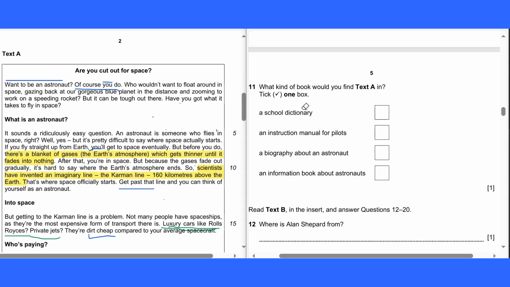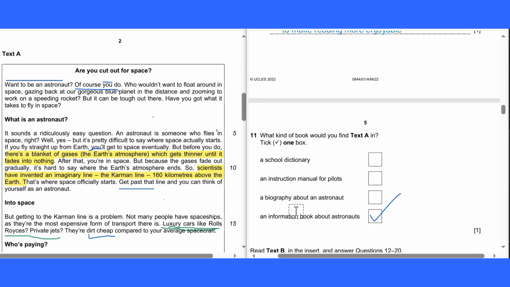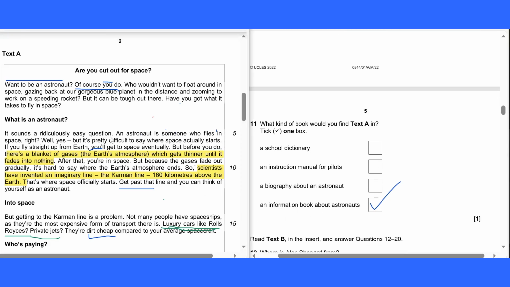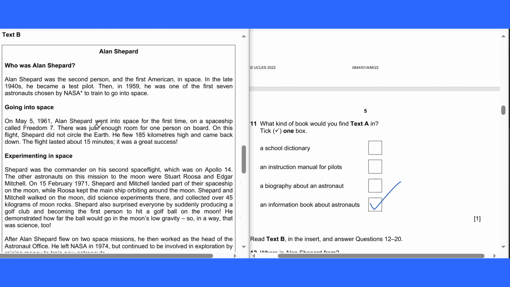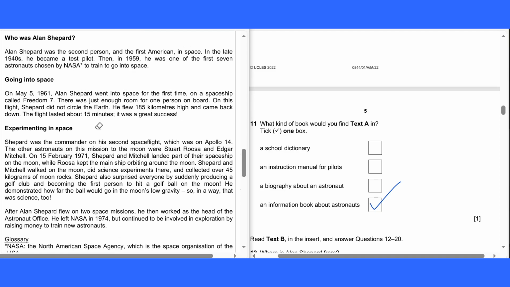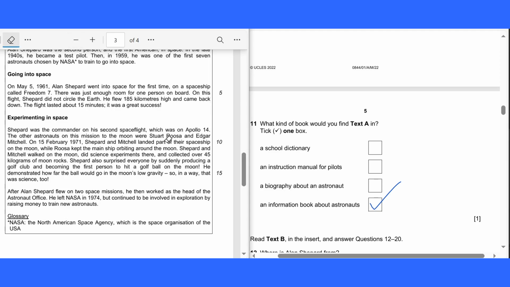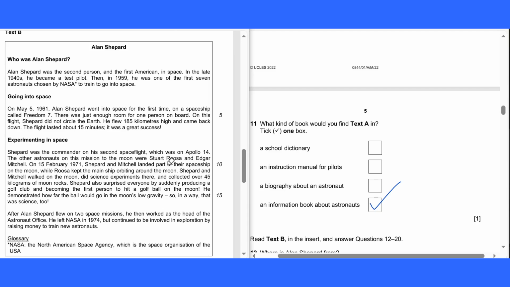Let's reveal the answer. If you have not finished, you may pause this video. Okay, so an information book about astronauts should be the answer. Now we are heading to text B. Text B here. So it's about Alan Shepard. So these are the readings for Alan Shepard. You may take a screenshot and save it on your laptop to help self-study. Okay, now let's continue with questions 12 to 20.